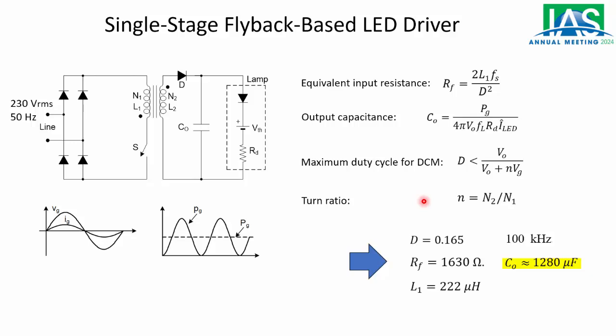and in the paper it is explained how to do the complete design. So here are the values that we have at the end, and this is the output capacitance that we need, which is quite high. It's like 1.3 millifarads. So this is the capacitance that we need in this case to have the current ripple that we want for this LED driver.